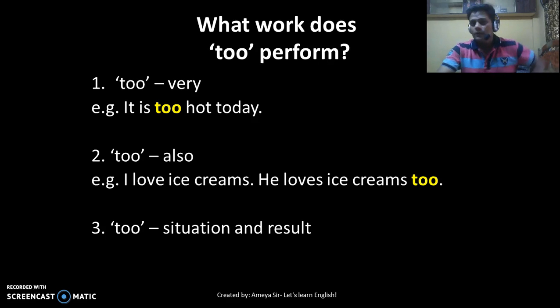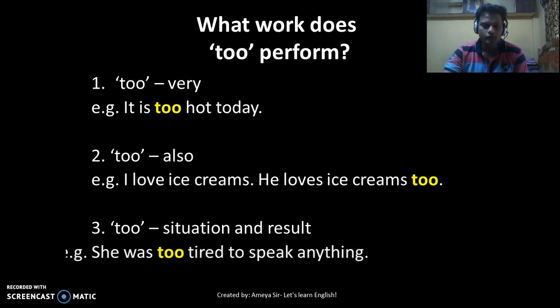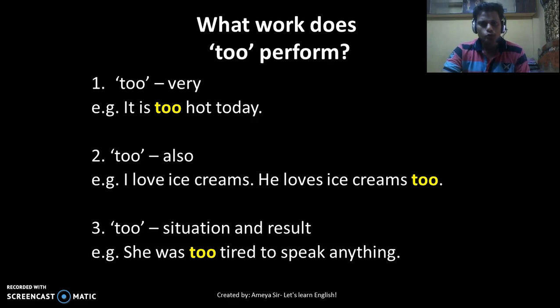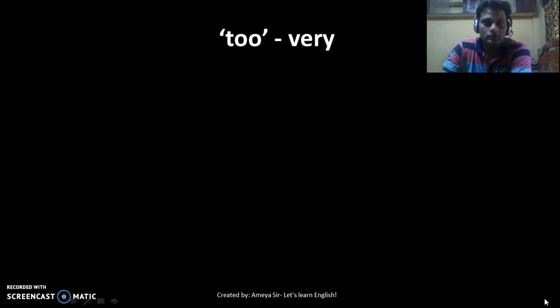The third thing that "too" does is that it can convey a situation and a result. So the example for that would be, she was too tired to speak anything. So she was so tired that she could not speak anything. I'll repeat, the first job that "too" does is to convey the meaning "very". It can also mean "also", and it also expresses situation and the subsequent result out of that. So let's get to them one by one.